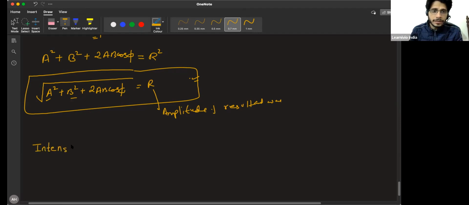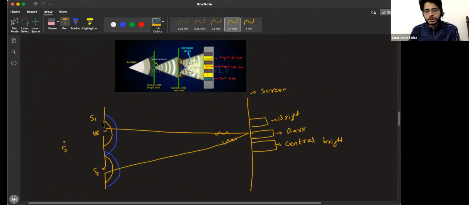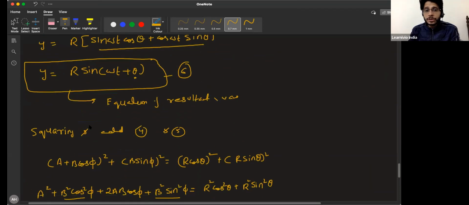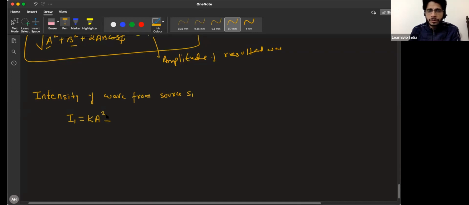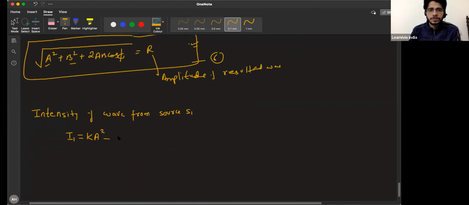I need intensity of wave from source S1, from the first source. The wave coming from the first source is A sine omega t. So the intensity of wave coming from the first source is I1, which is some constant k times the square of the amplitude. Let's call this equation number 4, 5, this is 6, this is equation number 7.